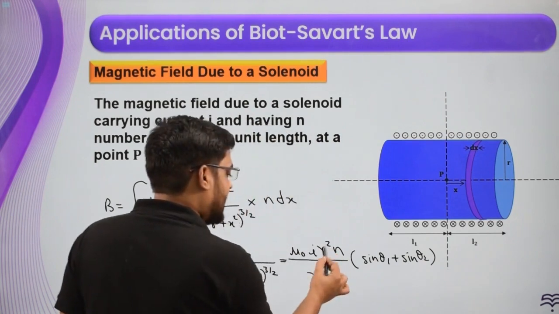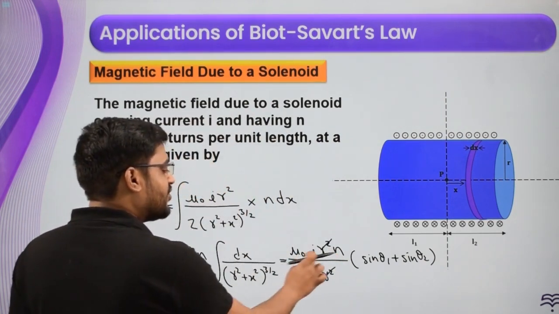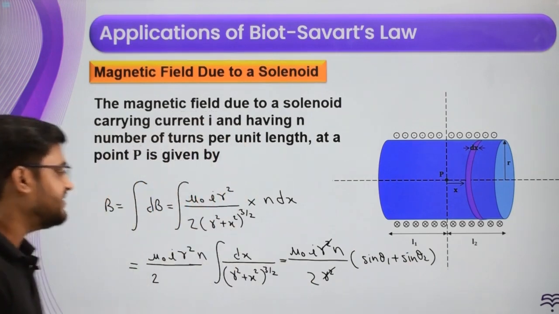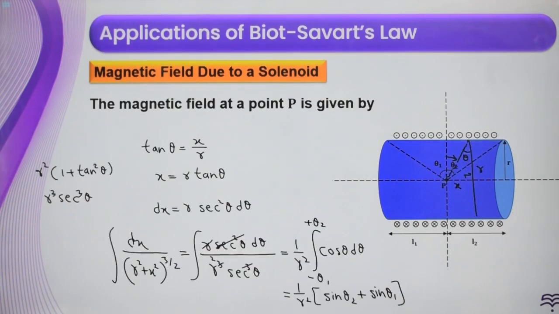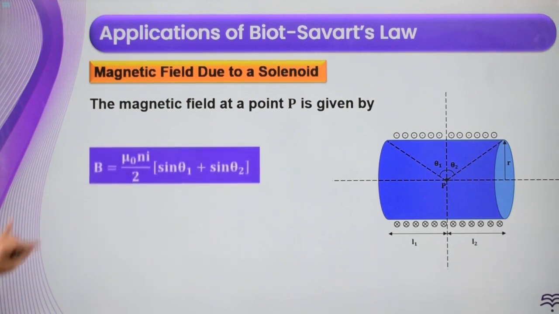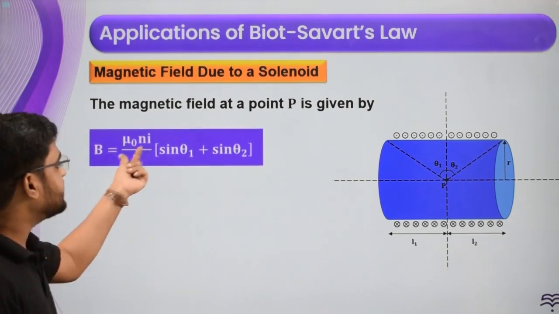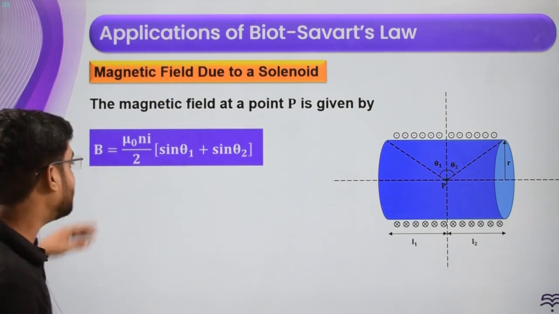That gives me, R square gets cancelled, and we get mu naught n I by 2 (sine theta 1 plus sine theta 2). So that's our expression for the magnetic field due to a solenoid. Again, mu naught n I by 2 (sine theta 1 plus sine theta 2).